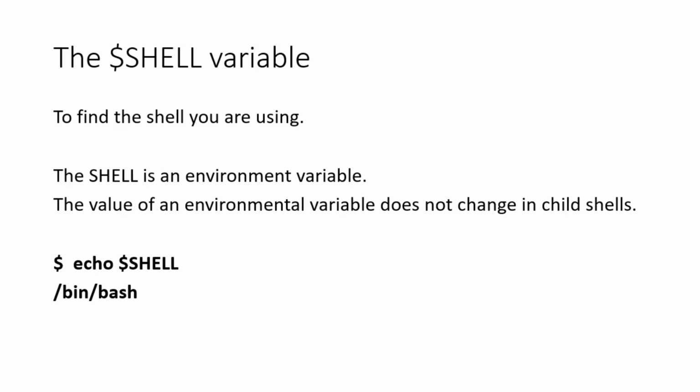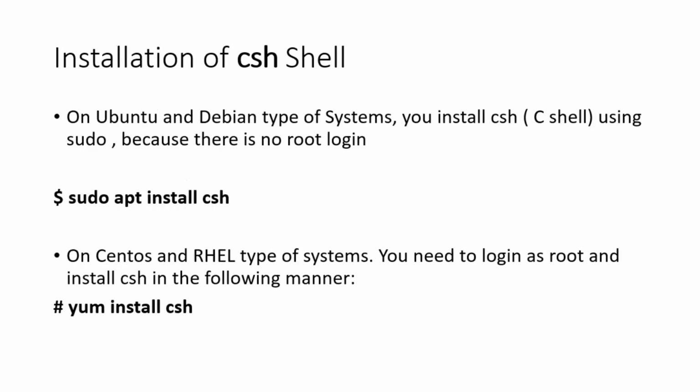You want to see the absolute path to the C shell executable, which will be /bin/csh. Since you do not have the C shell, you must install it.